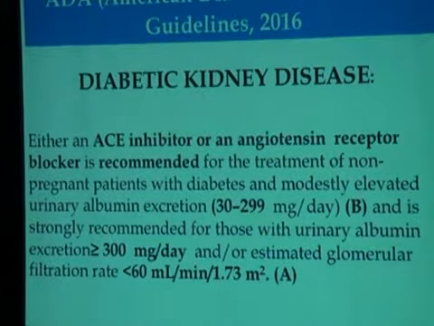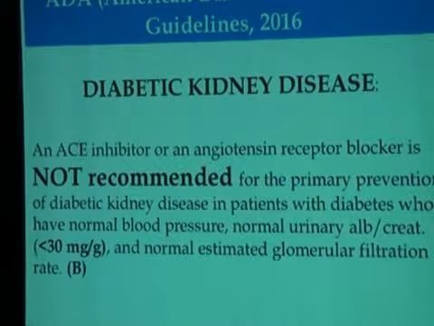Either an ACE inhibitor or an ARBs is recommended for the treatment of the non-pregnant patients with diabetes and modestly elevated urinary albumin excretion from 30 to 199 milligrams per day. Our patient has 150 milligram per day. And it is strongly recommended for those with urinary albumin excretion more than 300 milligram per day, and the GFR is less than 60. So it is strongly recommended to start. It is recommended to start his ARB here.